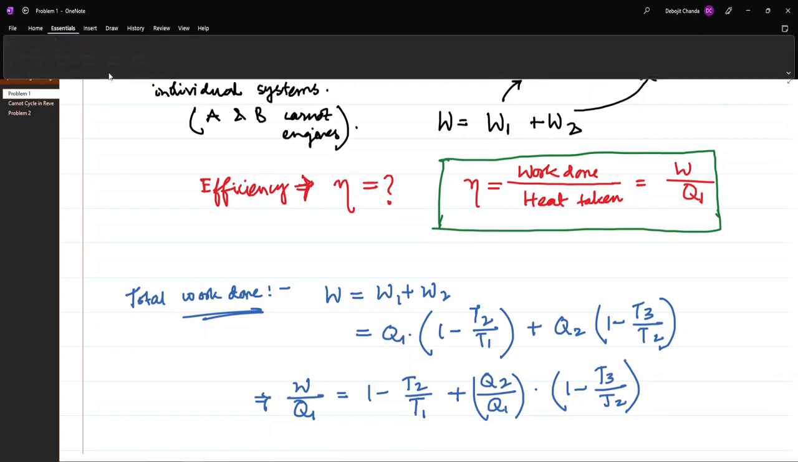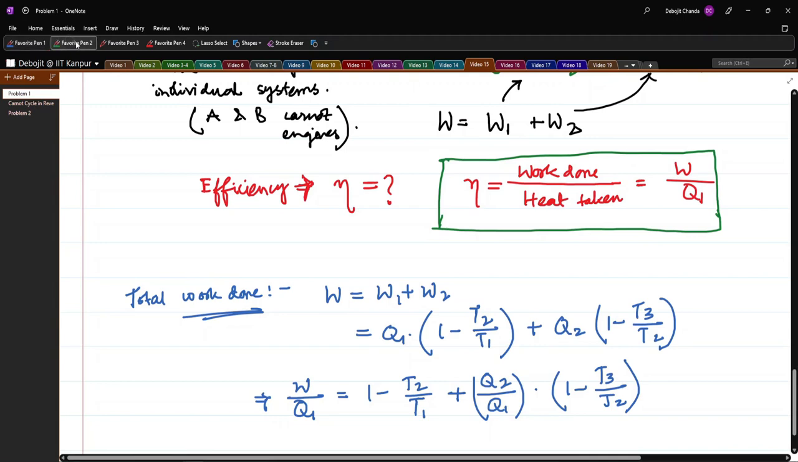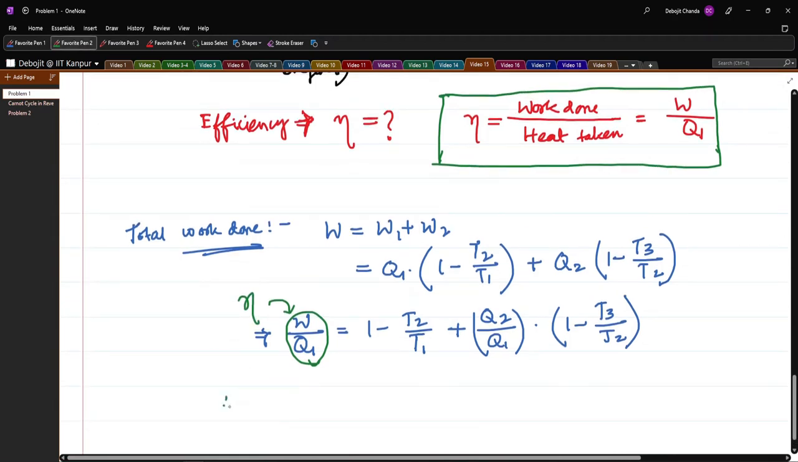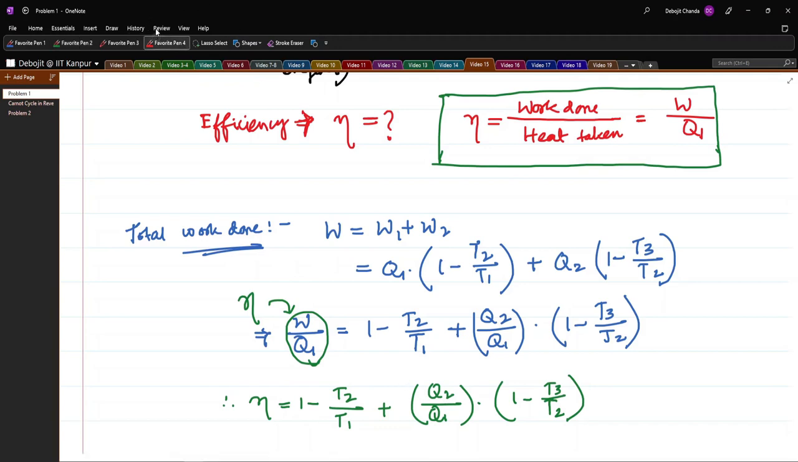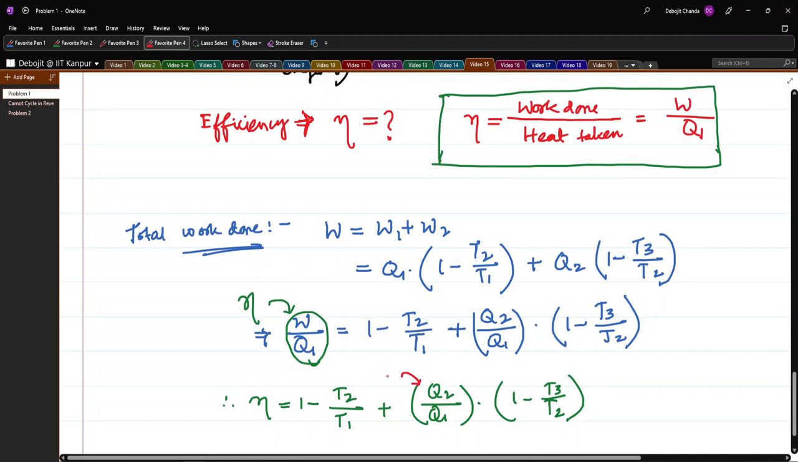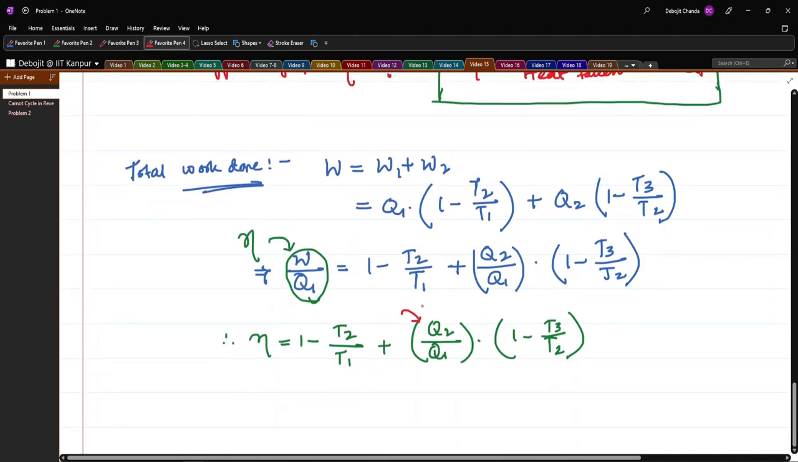So this term here on the left hand side is nothing but the efficiency eta. So here we have obtained eta is equal to 1 minus T2 by T1 plus Q2 by Q1 times 1 minus T3 by T2. Now everything is in terms of the temperatures except this term. So we have to reduce this term in terms of T1 and T2.